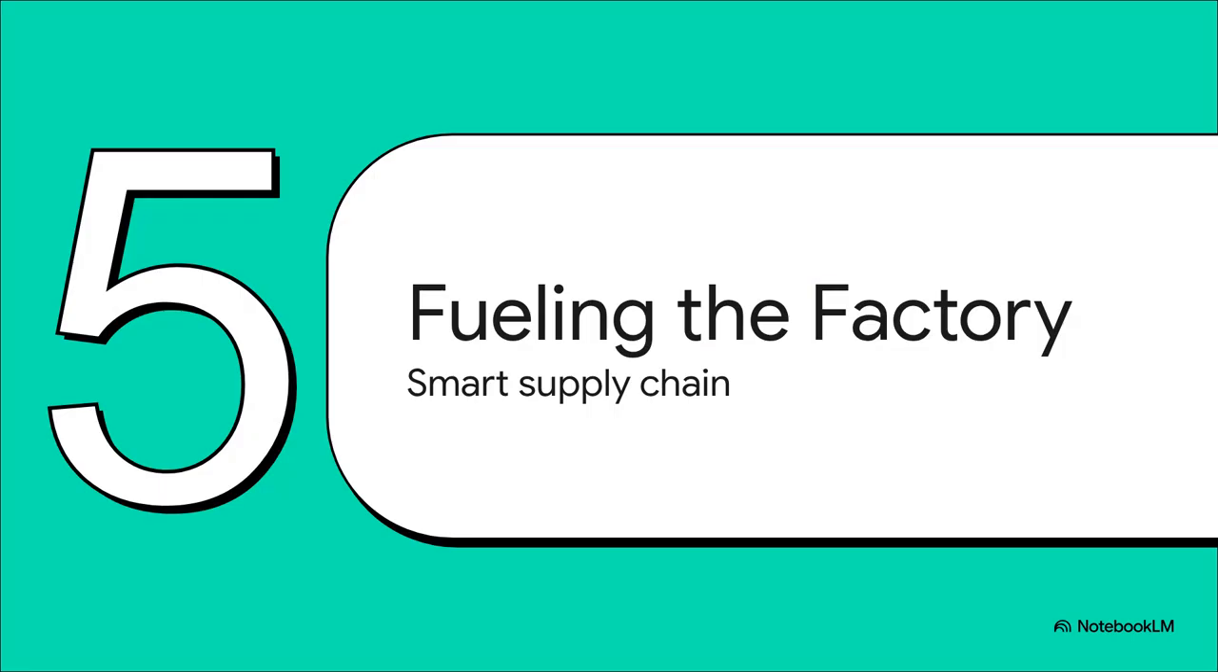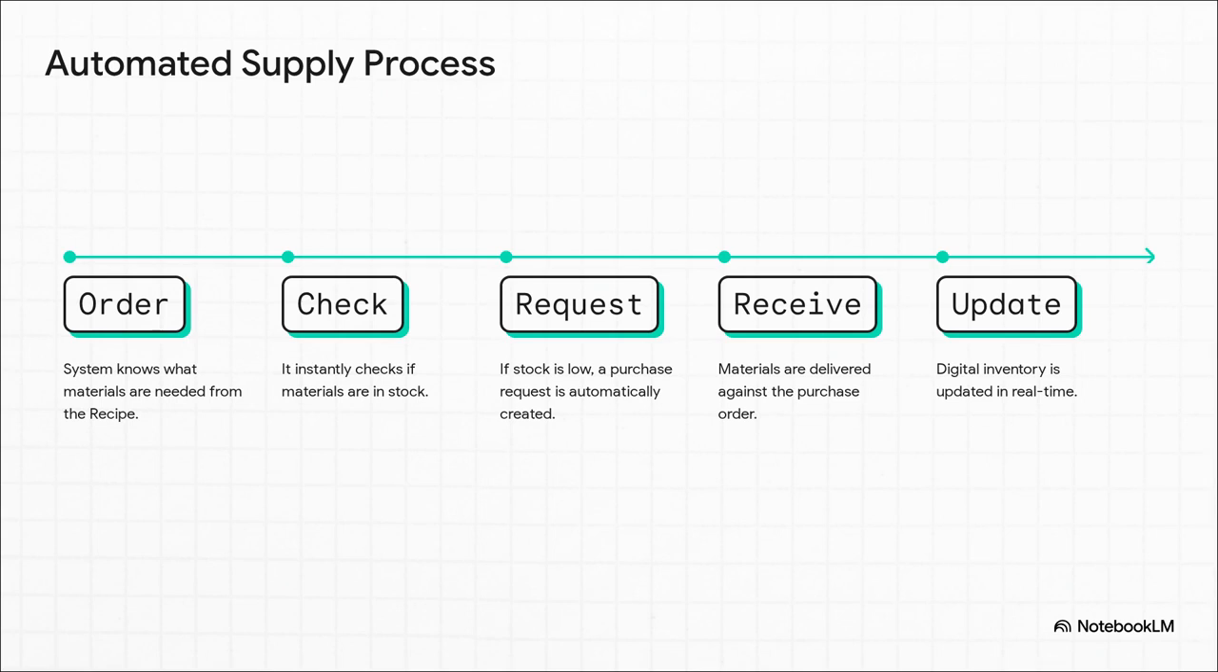Now, a great plan is totally useless if you don't have the materials to actually execute it. This is another area where a connected system just shines, because it links your production needs directly to your supply chain and your inventory. This whole process is just so elegant because it all happens automatically.